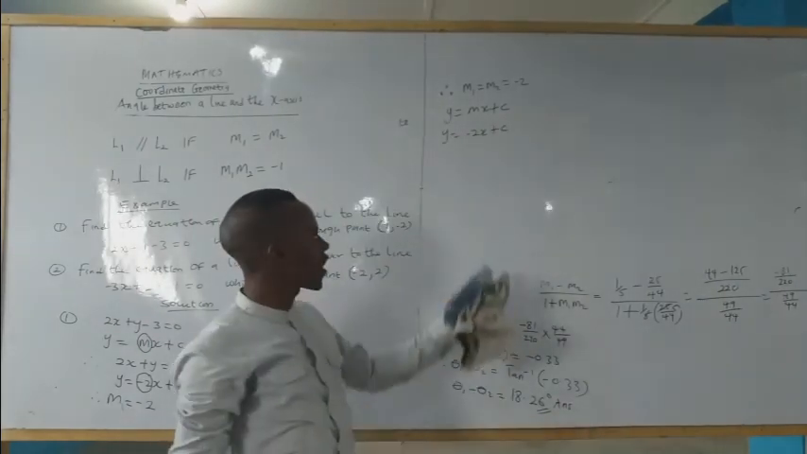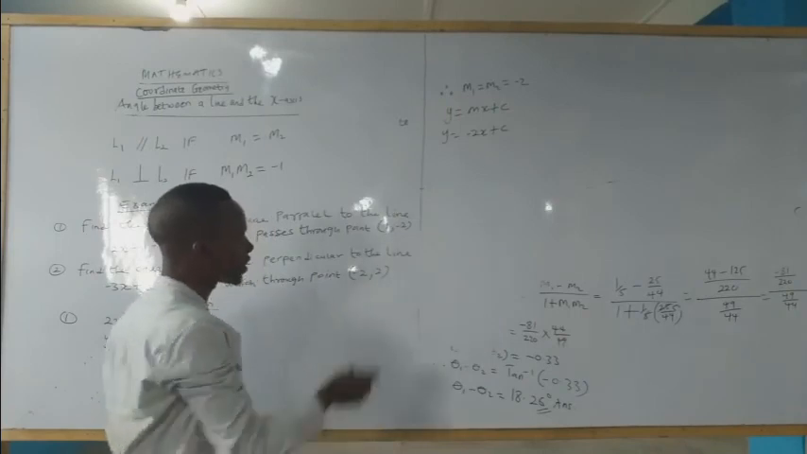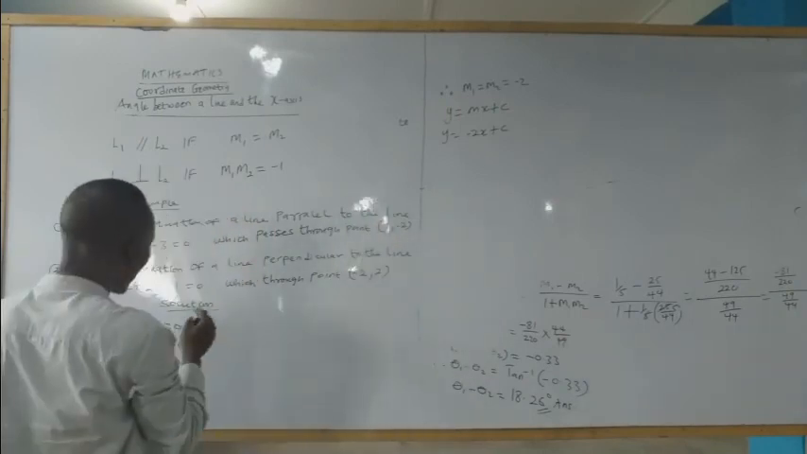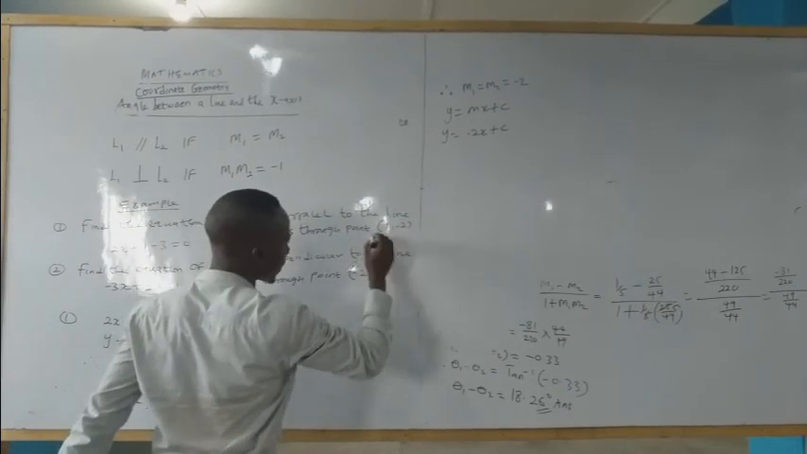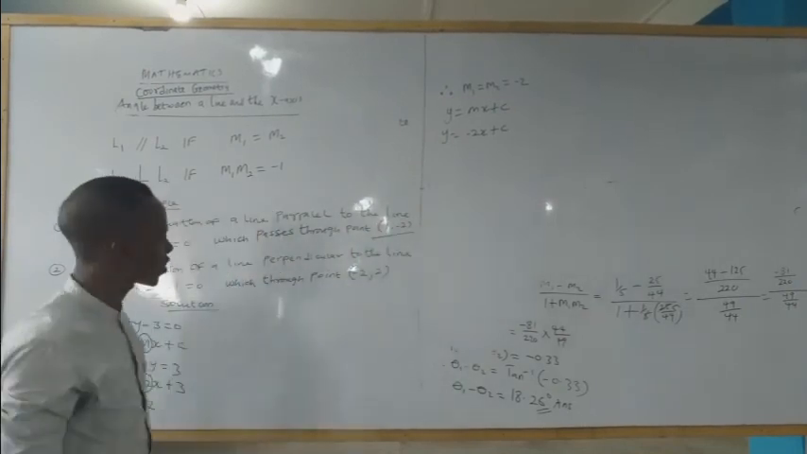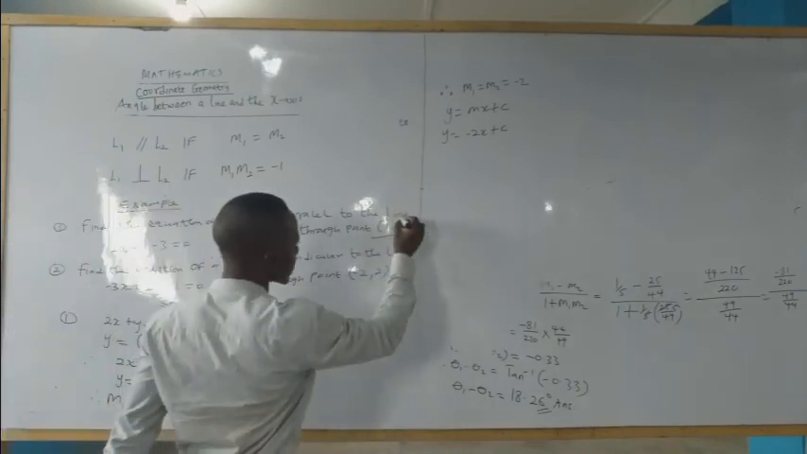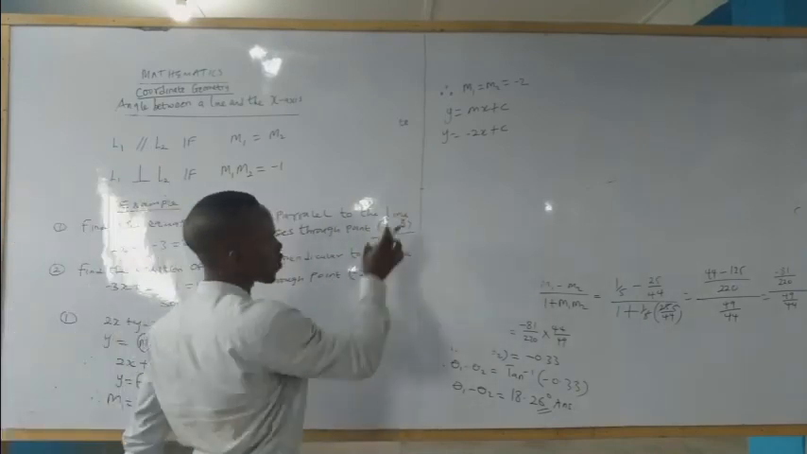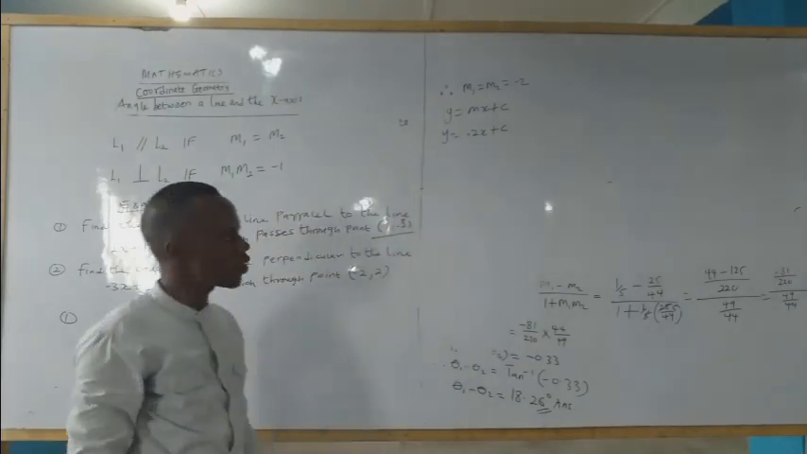So what is left now is for me to find the constant term, or the intercept on the y axis. How do I do that? I will now have to use the point that we are given, because they said the line passes through this point. So here I have x and y. I'll substitute the values of x and y in this equation, then I'll get the value of c.